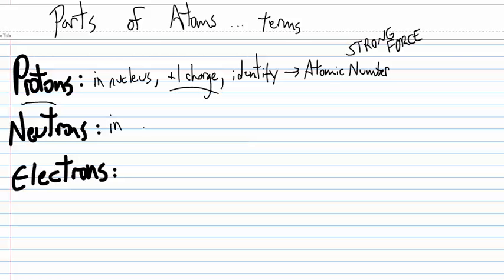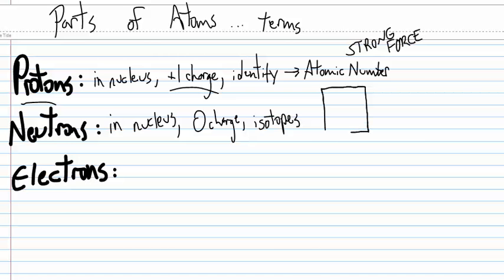Neutrons, where are they, or what are they? They are also in the nucleus, and as the name implies, they have 0 electric charge. And what do they determine? Well, if you have an atom that has an unusual number of neutrons, more or less than you might expect, you have different isotopes. And that's the topic of another video.